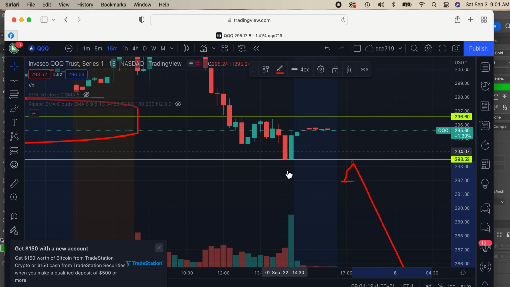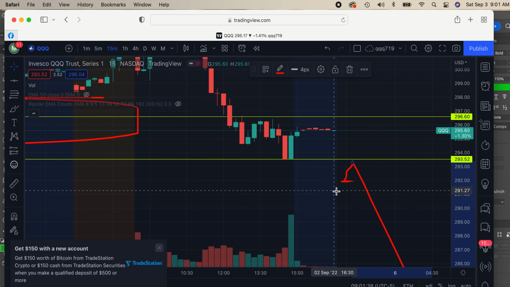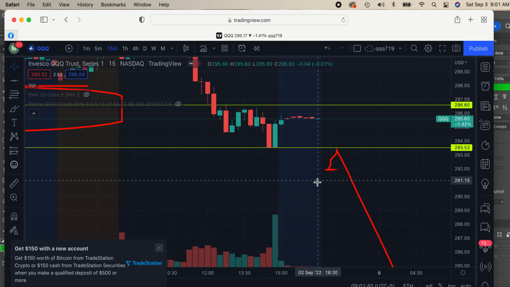What do I always say? Prior support becomes resistance, because they're buying up QQQ at 293.52, and if it's below that, then they don't want it anymore. That is their stop loss. Their stop loss is their entry. So if we open below that and we come back up to it, the expectation is to sell off.